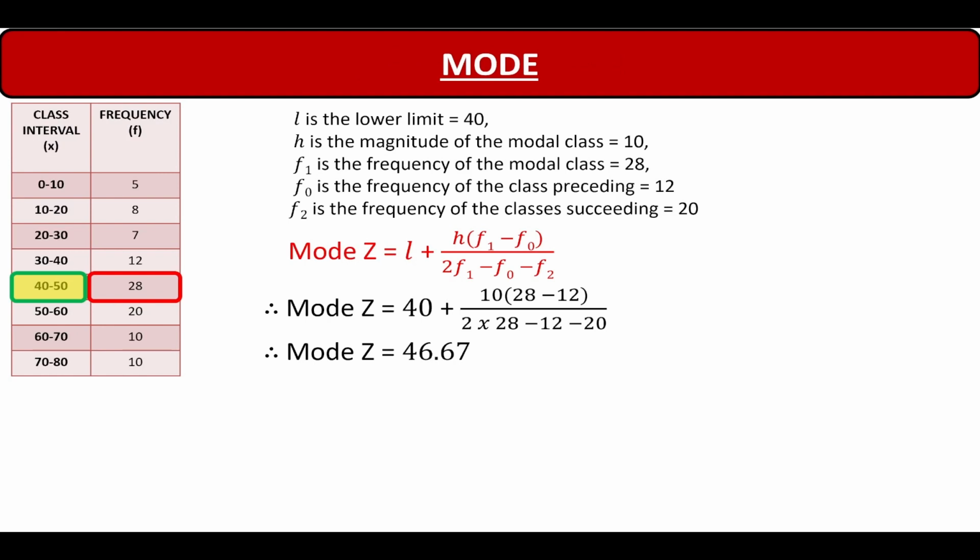We can see that in the formula for mode, only the frequency of the modal class, the frequency of the preceding class, and the frequency of the class succeeding is taken into consideration. Other classes don't affect the result for mode that you are calculating. So even if the other classes are unequal, or if there are open-ended classes, they won't have any effect on the calculation of mode.